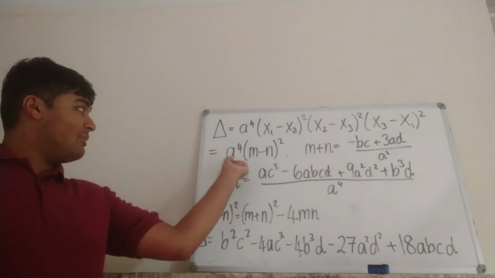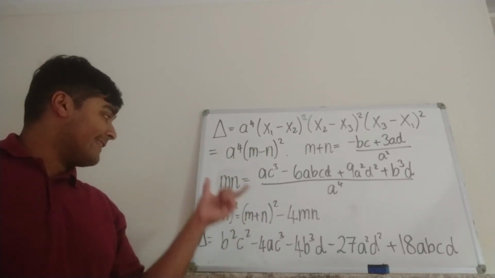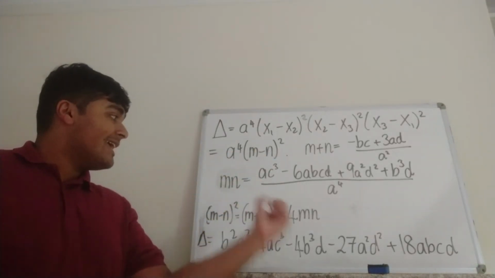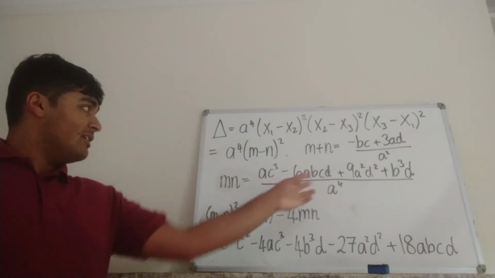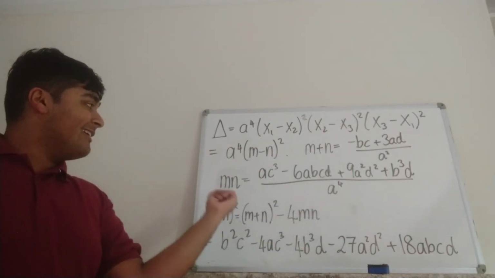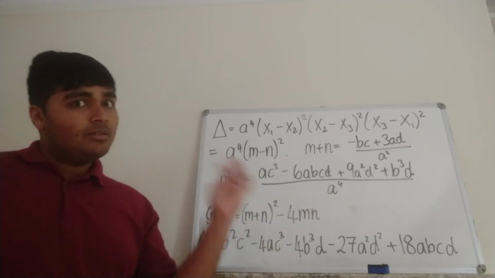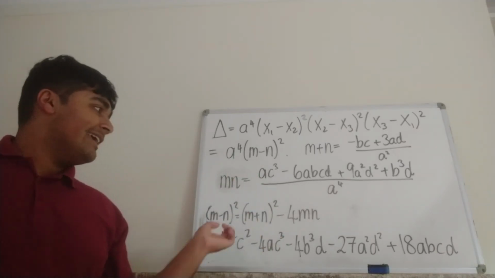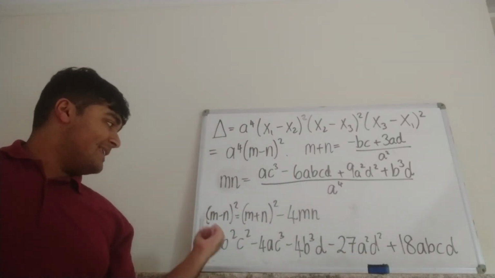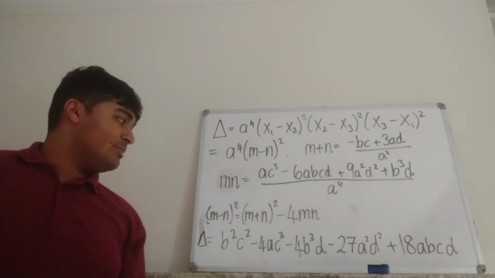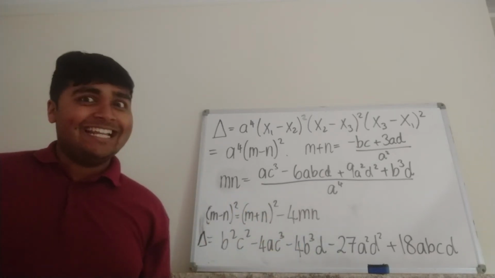Now we want to work out what the discriminant is, and that's just a to the 4 times (m minus n) squared, but we can use the fact that (m minus n) squared is just (m plus n) squared minus 4mn. So if we do this guy squared minus 4 lots of this guy, and then multiply by a to the 4, if we expand out, take some cancellations and things like that, it all simplifies and boils down to this guy here. So our discriminant now is b squared c squared minus 4ac cubed minus 4b cubed d minus 27a squared d squared plus 18abcd.